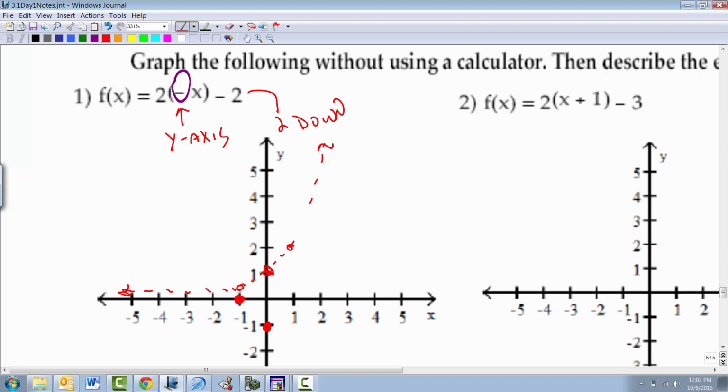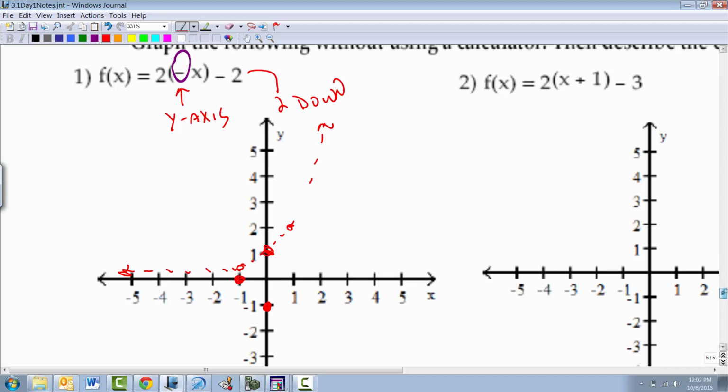So where's our new asymptote at? That's what's crazy. Y equals negative 2. Okay? And then this is what the picture does. The only one I didn't reflect was this one real quick. Reflects and then 2 down. So this is where the new picture is.